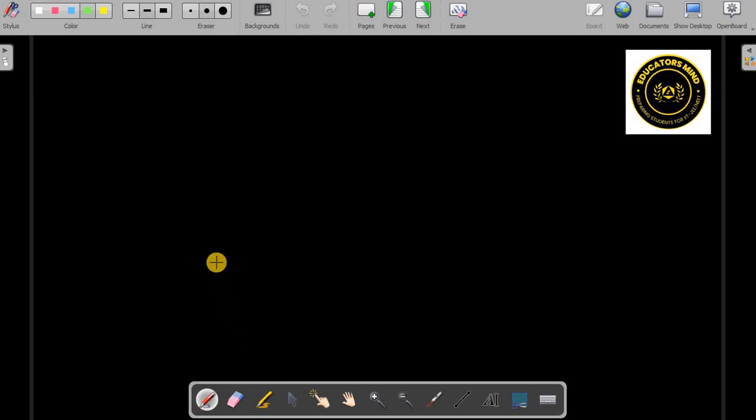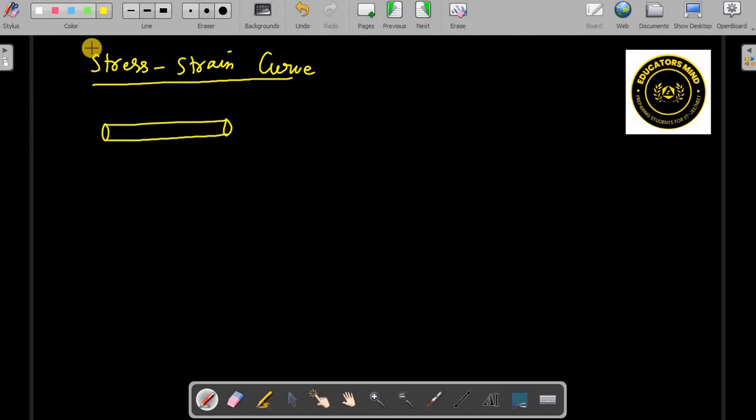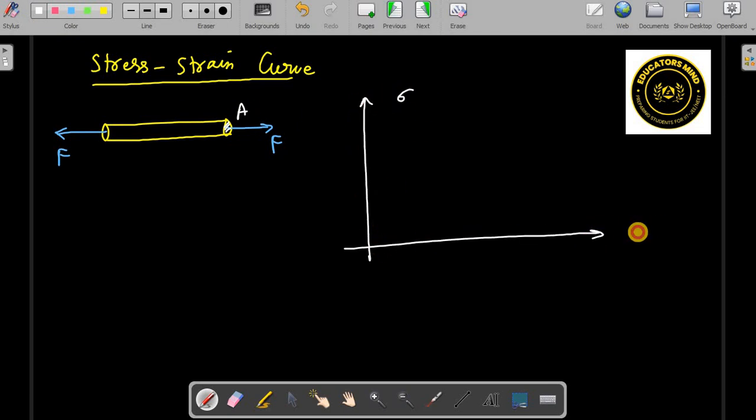Hello students, in this session we are going to discuss in more detail the stress-strain curve. Suppose there is a body and you are applying some force. The cross-section area is A, and you plot the graph of stress versus strain.